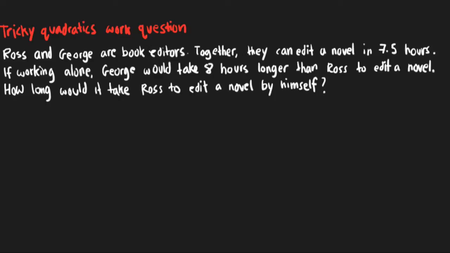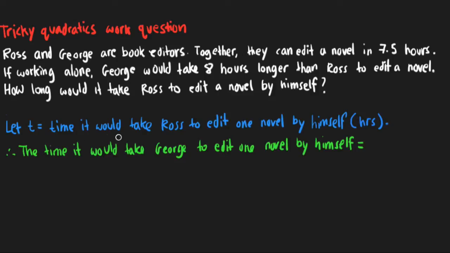So I've gone ahead and defined T as the time it would take Ross to edit one novel by himself in hours. Since this is what we're trying to find, it makes sense to define it as a variable. And if Ross takes T hours to edit one novel, then George, since he takes 8 hours longer, is going to take T plus 8 hours, right? Okay.